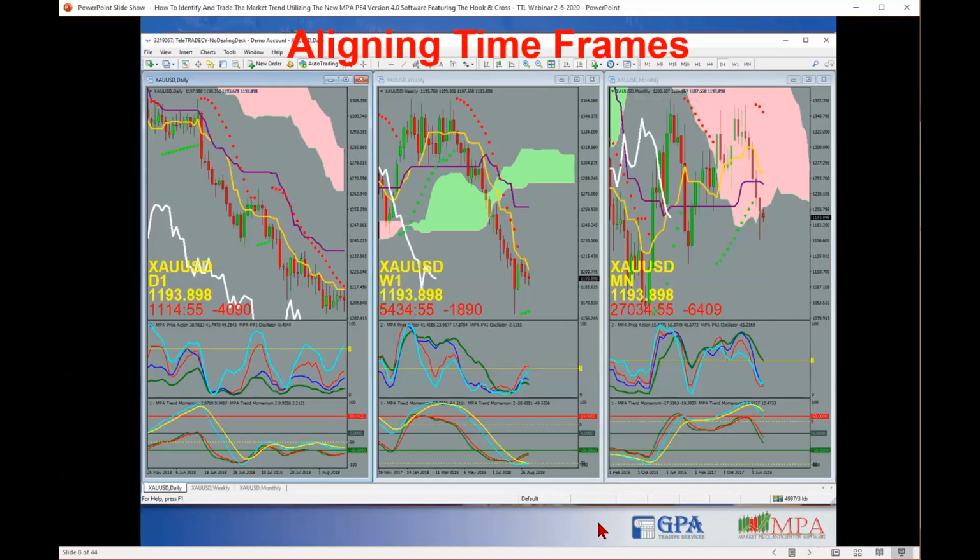This is real briefly going to show you, based on this is gold. All we want to do is get the trend momentum and the PAI in alignment. Here's where we're talking about the PAI hook and a trend momentum cross.